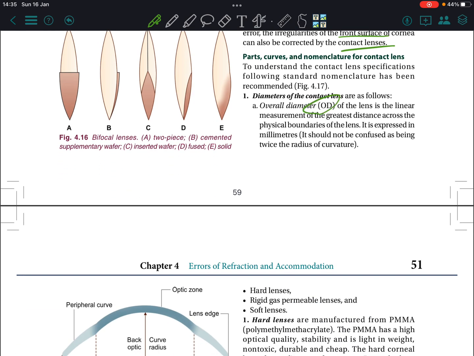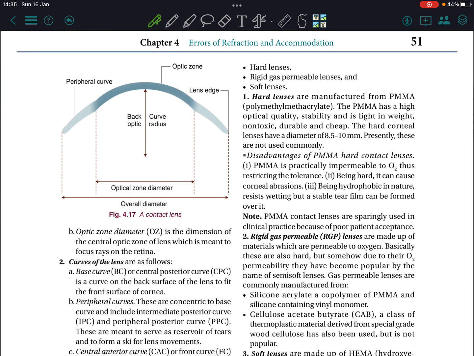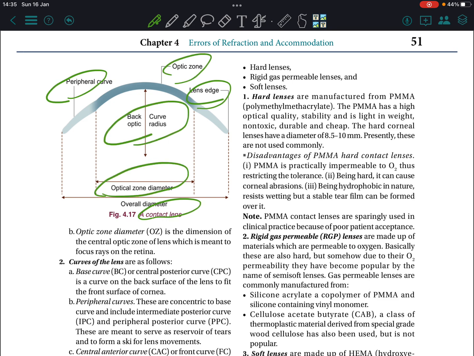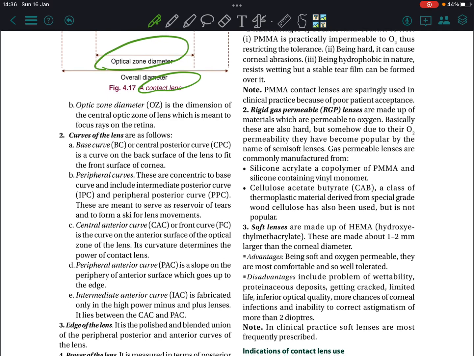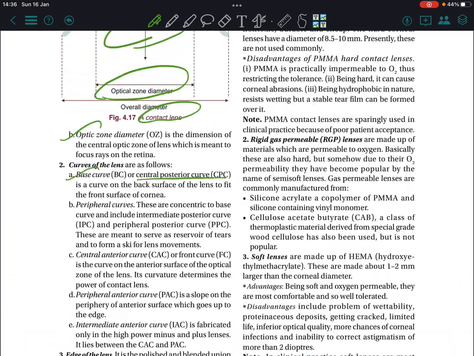Overall diameter of a contact lens is the linear measurement of the greatest distance across the physical boundaries of the lens. It is expressed in millimeters. Bifocal lens: two-piece cemented, supplementary wafer, inserted wafer, fused solid. Contact lens parts: edge, peripheral curve, optic zone, back optic curve radius, optical diameter, overall diameter. Basic curve or central posterior curve.